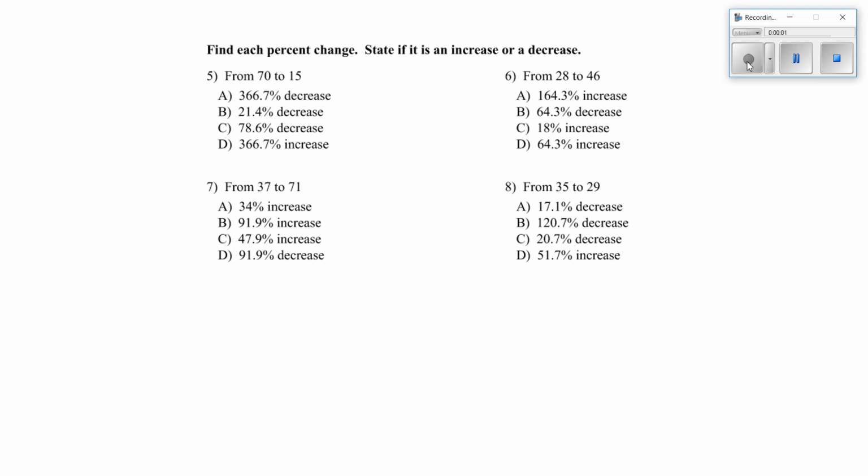All right, we're going to try to finish up these last questions, starting here with percent change. Percent change is always about how much something's changing, so it's really based off where it's starting. It makes a difference that you're starting from 70 and going to 15. It would be different if you were starting at 15 and going to 70. That starting point is going to make a big difference.